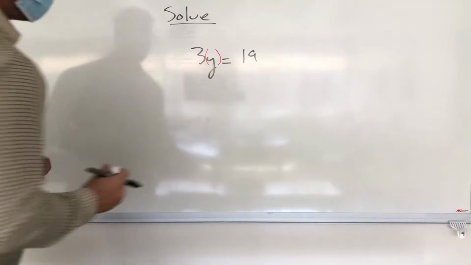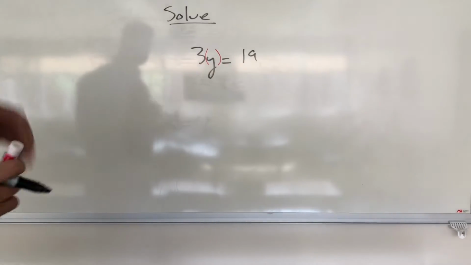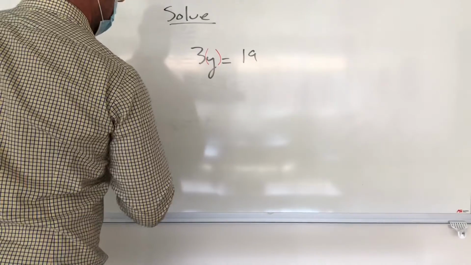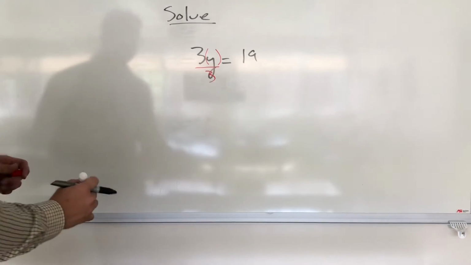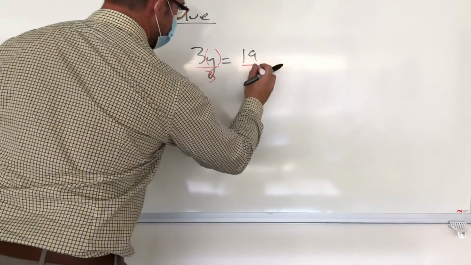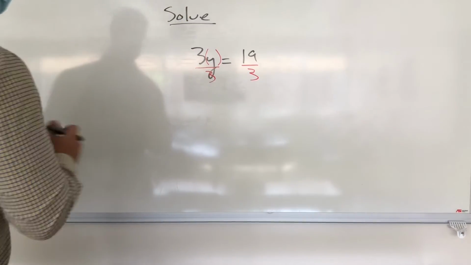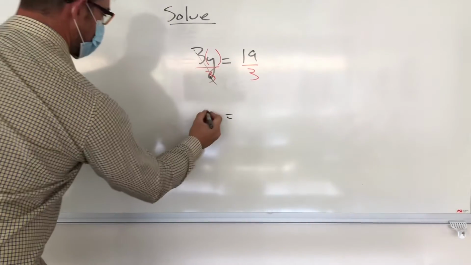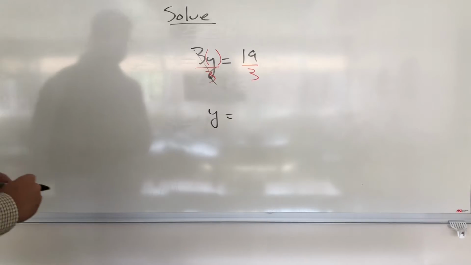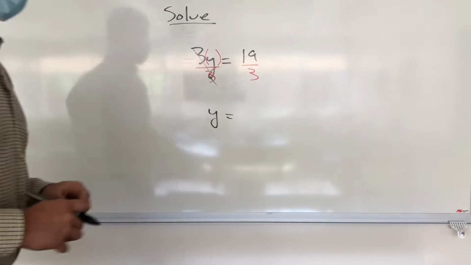Remember, if you have two terms sandwiched together, you assume that they're together by multiplication. So I'm going to get rid of 3 by dividing by 3. And what I do to one side, I must do to the other. So these will cancel. And on the left, I'll just have y left. Then I have 19 divided by 3.